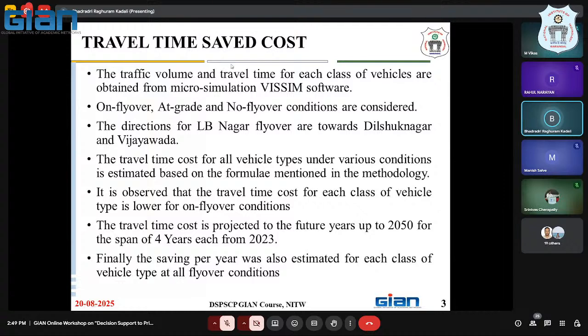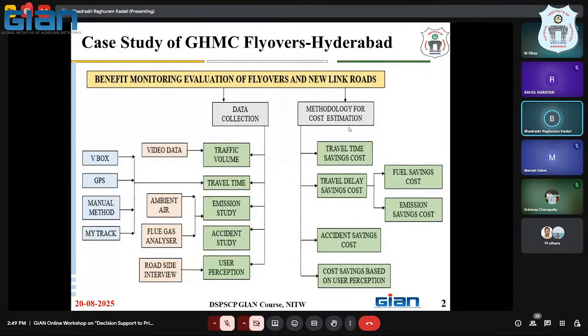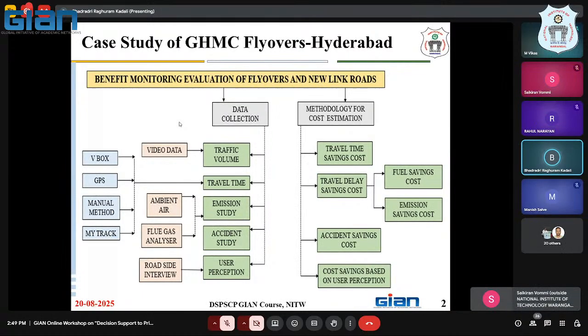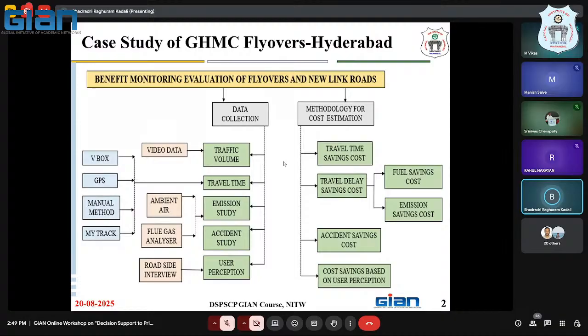The traffic volumes and the travel times for each class of vehicles are obtained from the microsimulation in VISSIM, because I don't have the volume information for 2014, and I need to estimate the change in delay and the change in travel time. For that, we collected the data at 2021, or corresponding to 2019, maybe. Then we back-calculated the volumes using the growth rate.